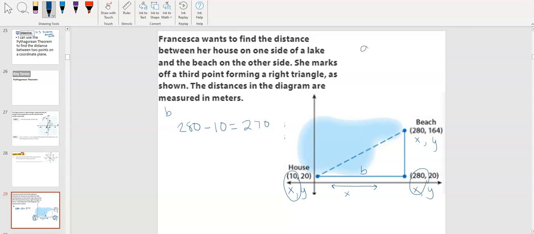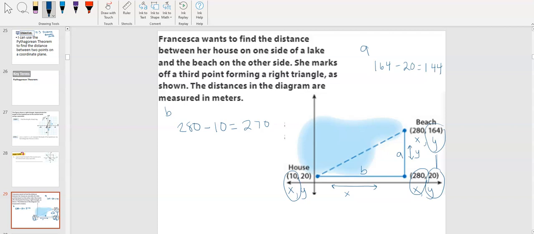Now the distance for a, which is what we're going to call this leg: because I'm going vertically, I am changing in my y-axis. You can see my x's are the same, so I don't want to subtract those. I'm going to take the y's here, and I am going to subtract those. So I'm going to do 164 take away 20, and that's going to make 144.